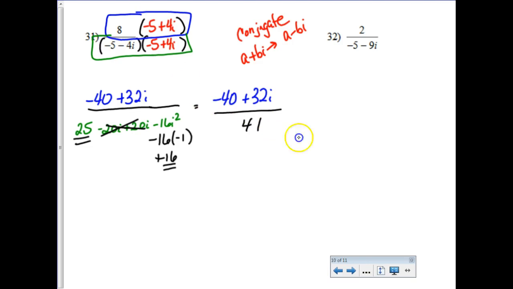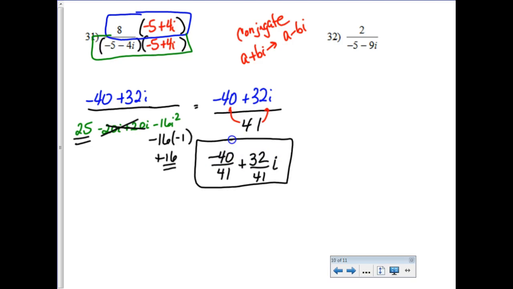And then remember, I'm not done until my answer is in a plus bi form. So you're going to divide that 41 underneath each term separately. So negative 40 divided by 41 plus 32 divided by 41 times i. So a plus bi. Gross, gross, gross. But that's the answer that they're looking for.